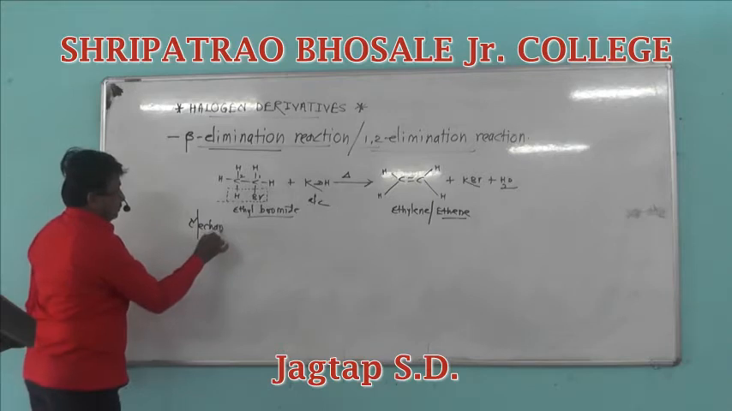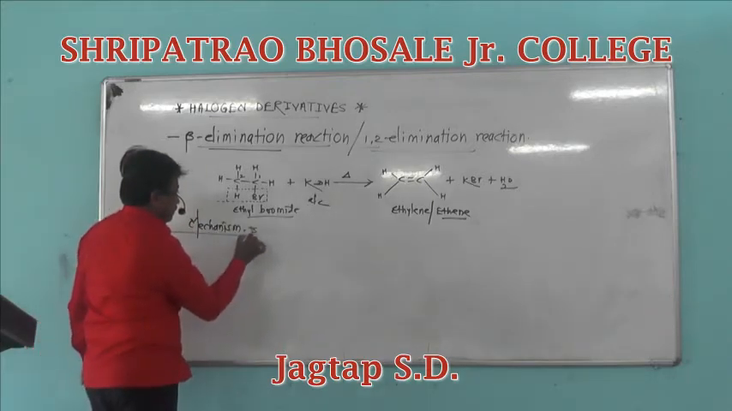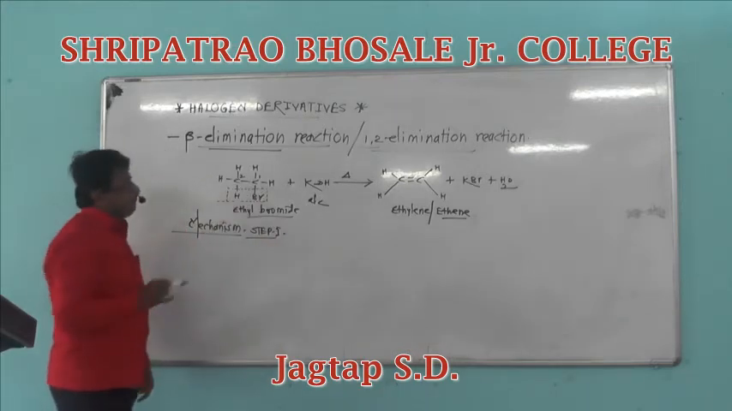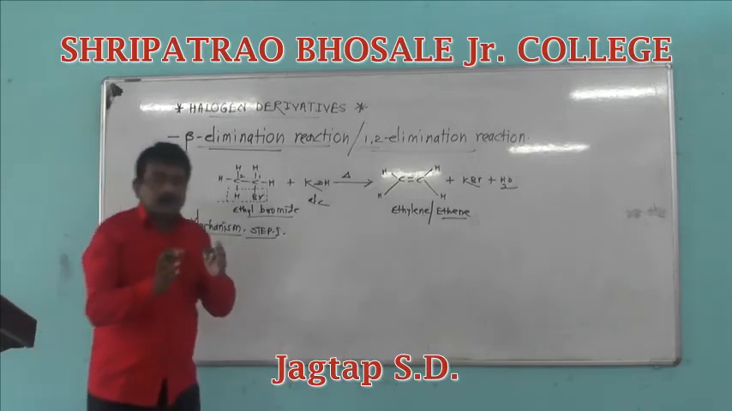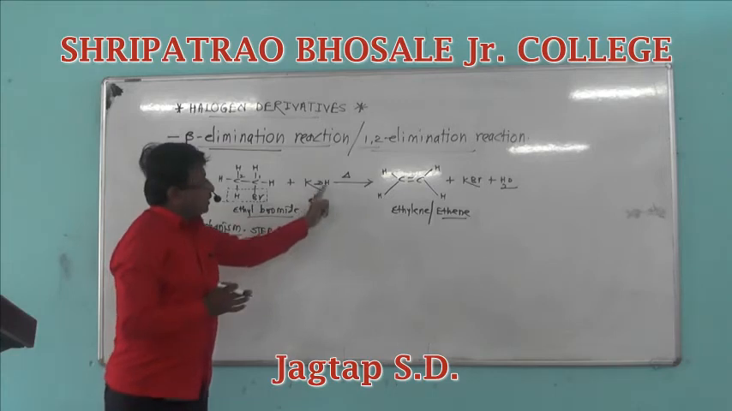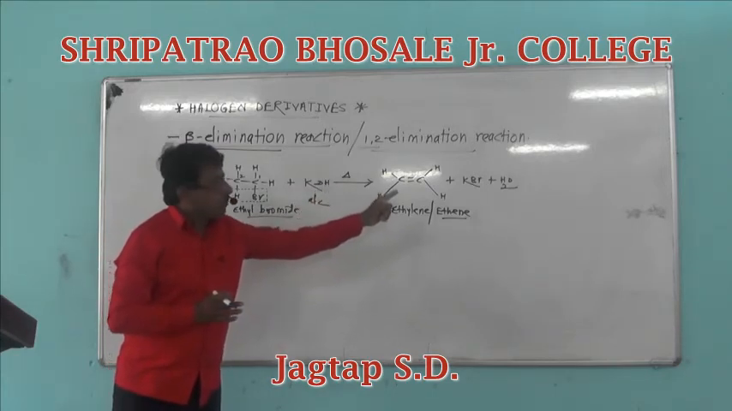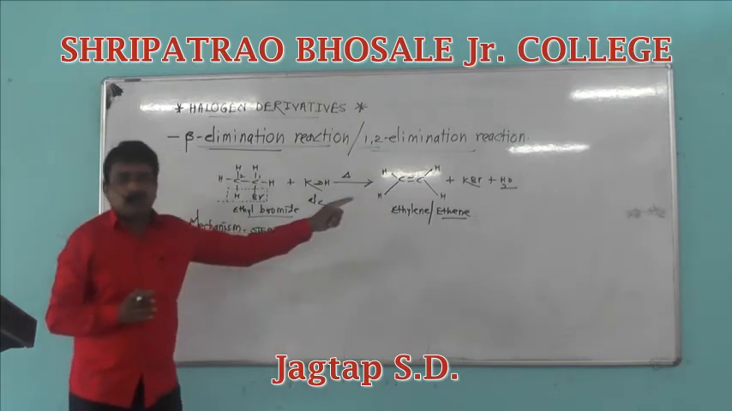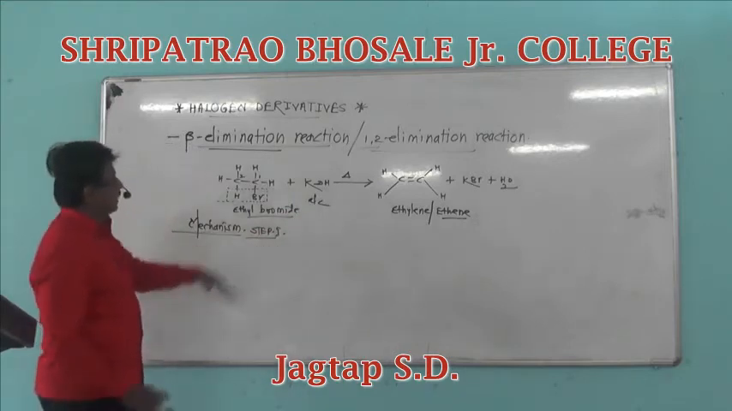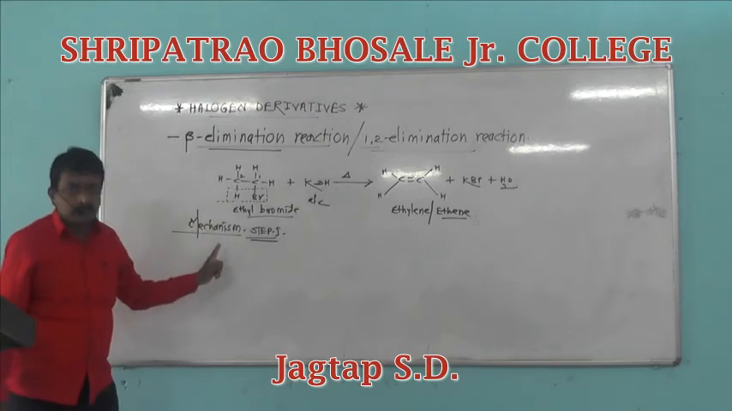Mechanism. Step first. See here. Ethyl bromide is boiled with alcoholic potassium hydroxide to produce the corresponding ethene along with potassium bromide and the other molecule. But actually, this reaction takes place in two steps. Step-by-step reaction is nothing but a mechanism.